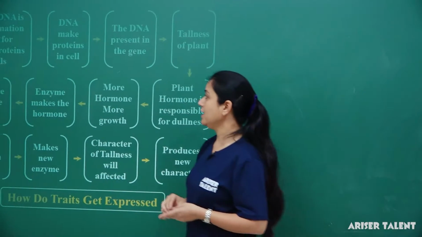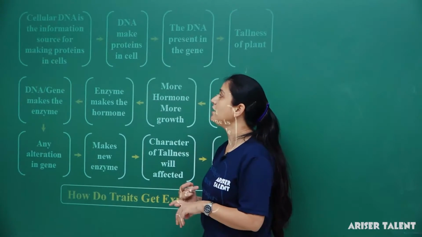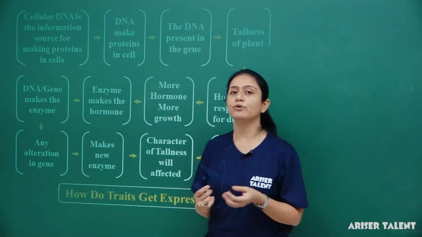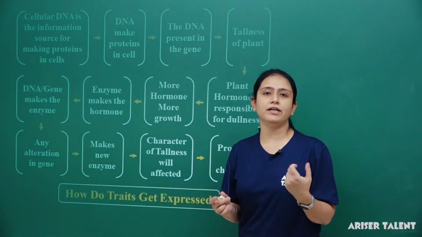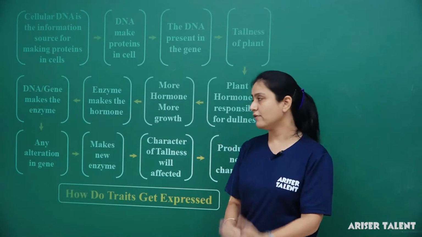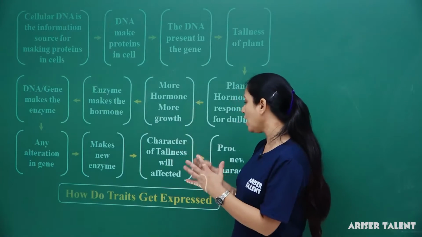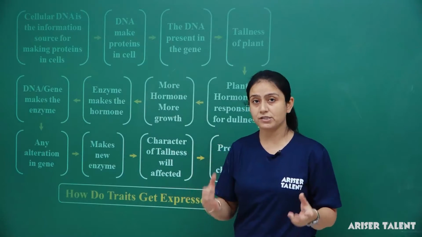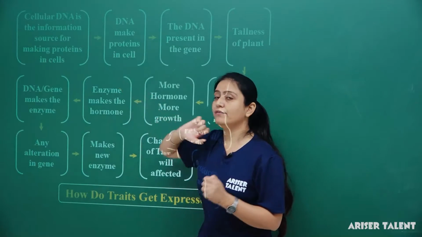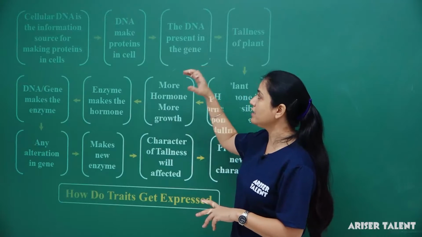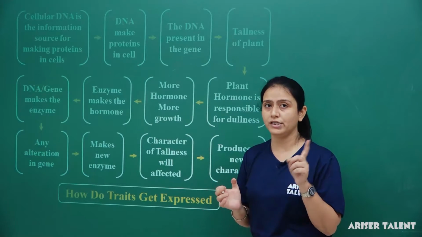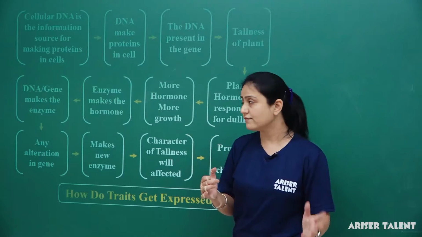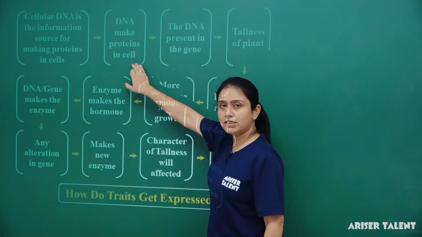So here we can see that cellular DNA is the information source for making proteins in the cells. First of all, as I told you, DNA carries genetic material from one generation to the other. As we are talking about how traits get expressed, we will talk about DNA first. DNA is the information source for making protein in the cells, because DNA is the site for protein synthesis, as it carries genes. Fine. So DNA makes protein in the cell.